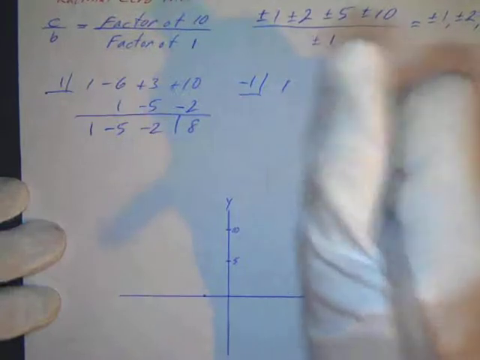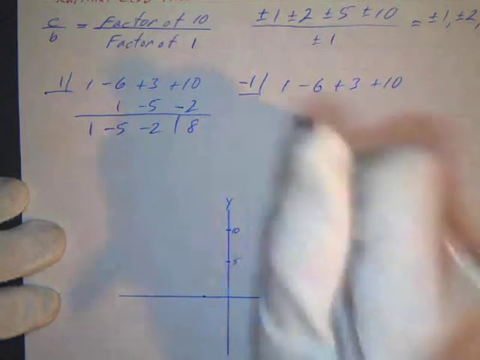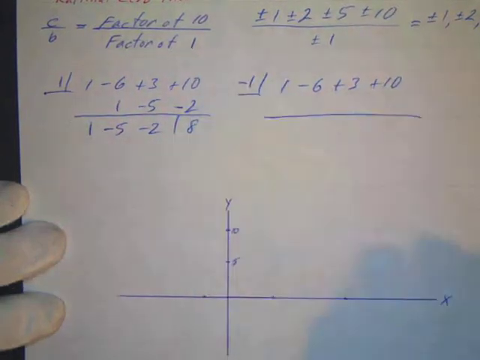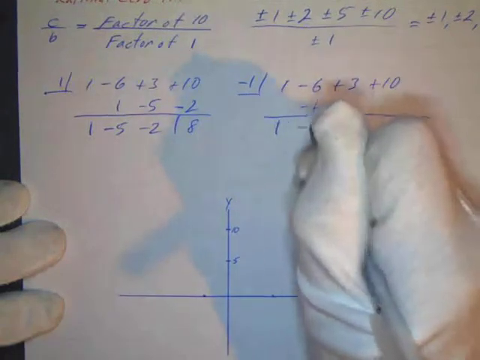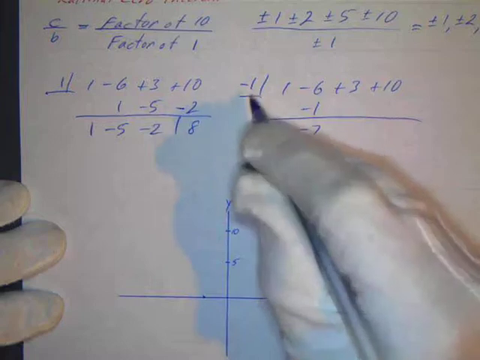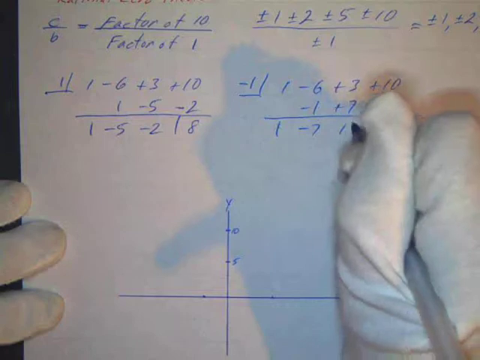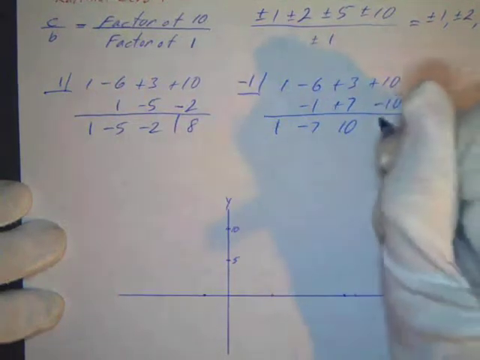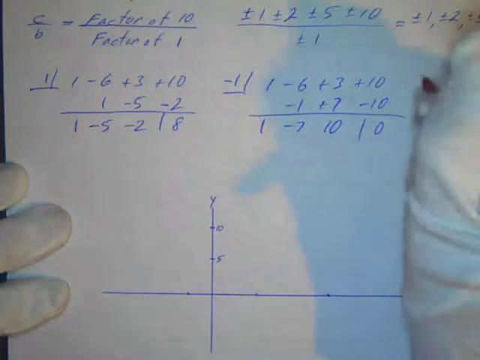Let's try negative 1. That would be the next one. And we get the same numbers: 1, negative 6, plus 3, plus 10. And we've got to bring down our 1, so negative 1. That's going to be negative 7. Remember, we bring down the 1, then we multiply, add, multiply, that's going to be positive 7, add, multiply, that's going to be negative 10 plus 10, aha, we have a 0 there. So that means that negative 1 is a 0.